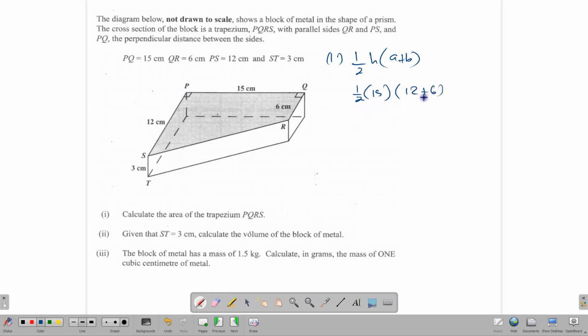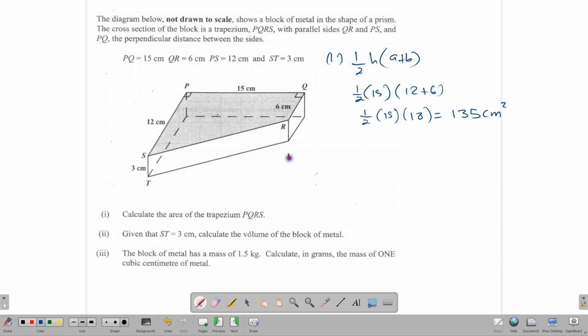So 12 plus 6 is 18. So it's half times 15 times 18, which gives us 9 times 15, which is 135 centimeters square. So that becomes our height. And now we want to find the volume.